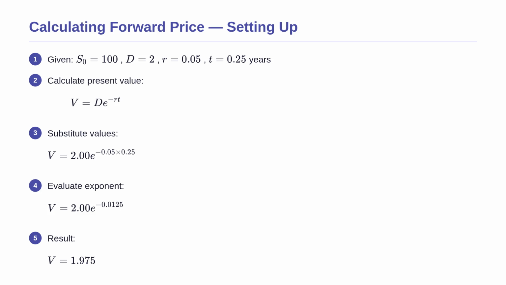Let us see this with a concrete example. Suppose a stock is currently trading at $100. The company will pay a $2 dividend in exactly 3 months. The continuous risk-free interest rate is 5% per year. We want to find the fair forward price for a 6-month contract. First, we identify our given values and calculate the present value of the dividend. The dividend is $2, the rate is 0.05, and 3 months is 0.25 years. We plug these into our present value formula. The exponent becomes negative 0.0125. Calculating the exponential gives us a present value of $1.975.